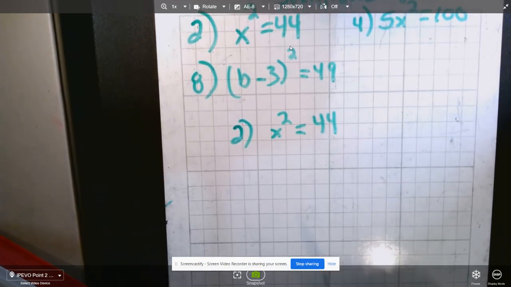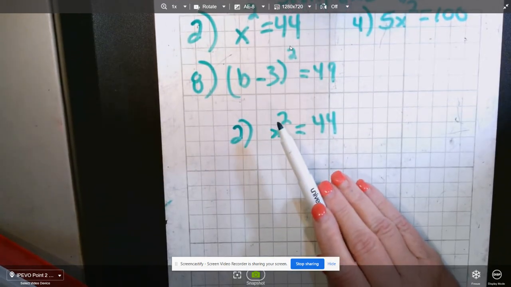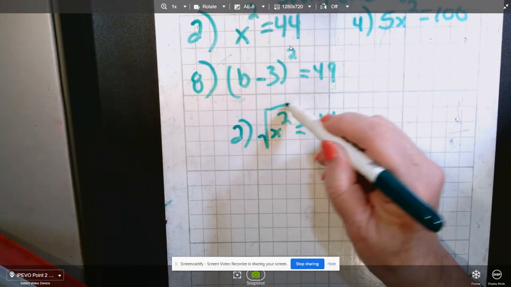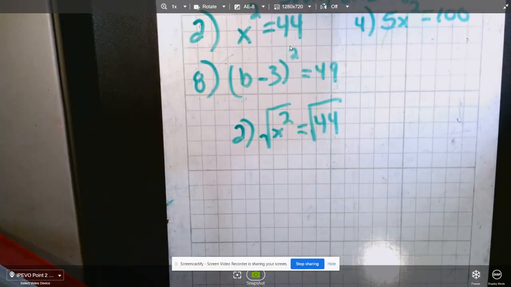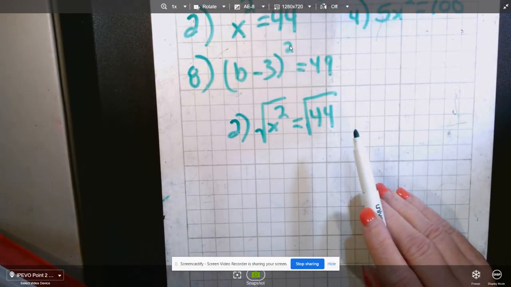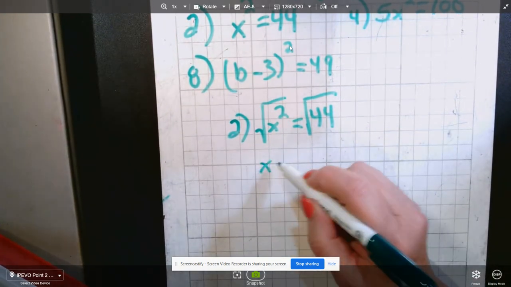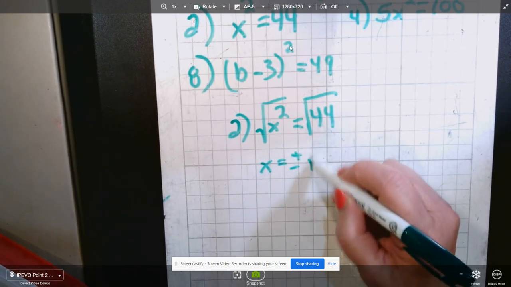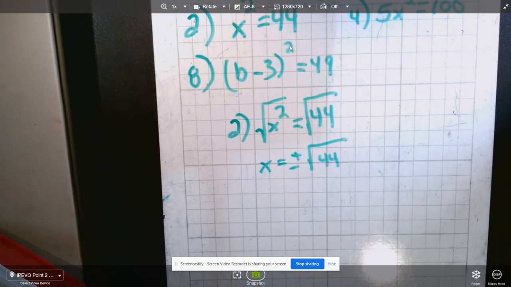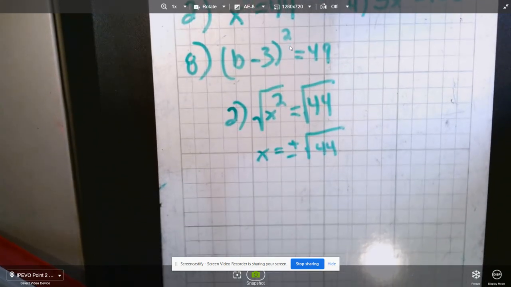And the way that you solve a quadratic equation, the way you undo a square, is by taking the square root. So I'm going to take a square root of that side and the square root of that side. As soon as you are the one that's taking the square root, you have to say that your answer is plus or minus the square root of 44, because there will be two answers anytime you have an equation that has an x squared on it.